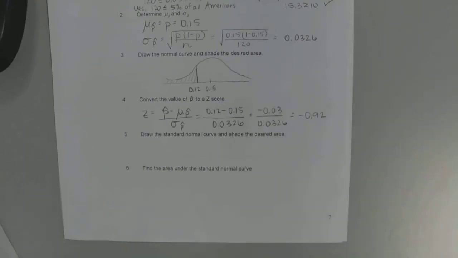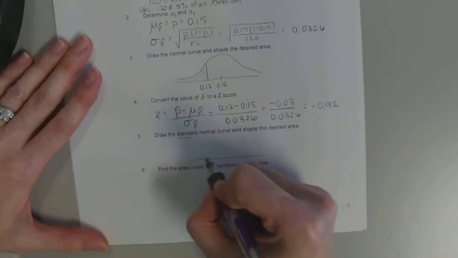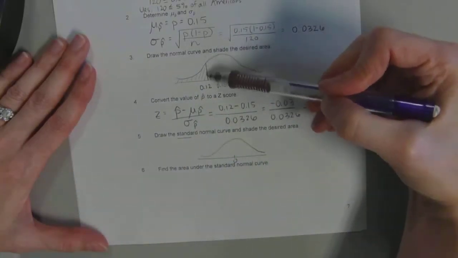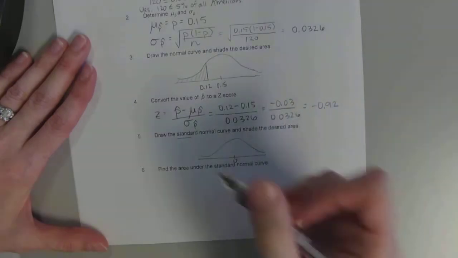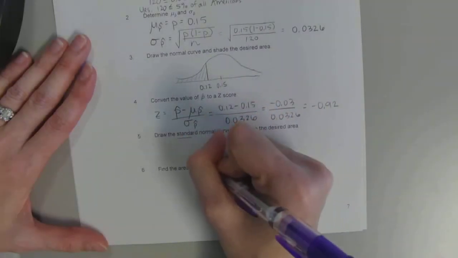All right, so now we can draw the standard normal curve. Standard normal just means what? What's always in the middle? 0. And now our proportion of 0.12 has been changed into a z-score, a negative 0.92. Again, it's still on the correct side.